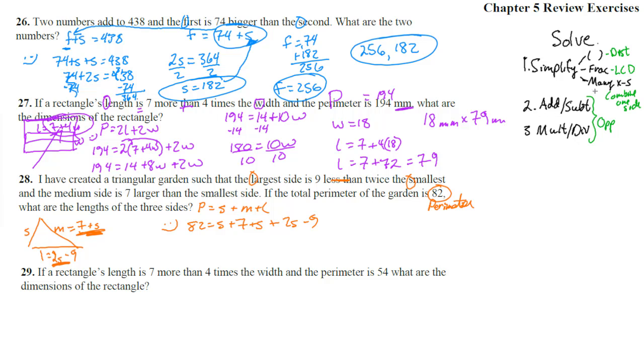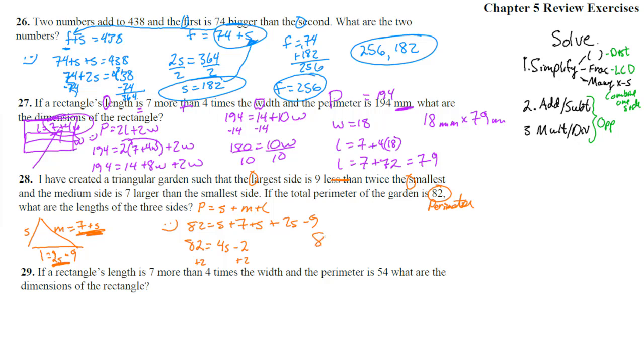Do we have any parentheses? No. Do we have any fractions? No. Do we have many S's? We do indeed. So 82 equals 1, 2, 3, 4, 4 S's. And then plus a 7 and a minus a 9 is a minus a 2. Now we put them all together. And we get, put the S's together. That's great. Now we add or subtract. So add 2 to both sides.